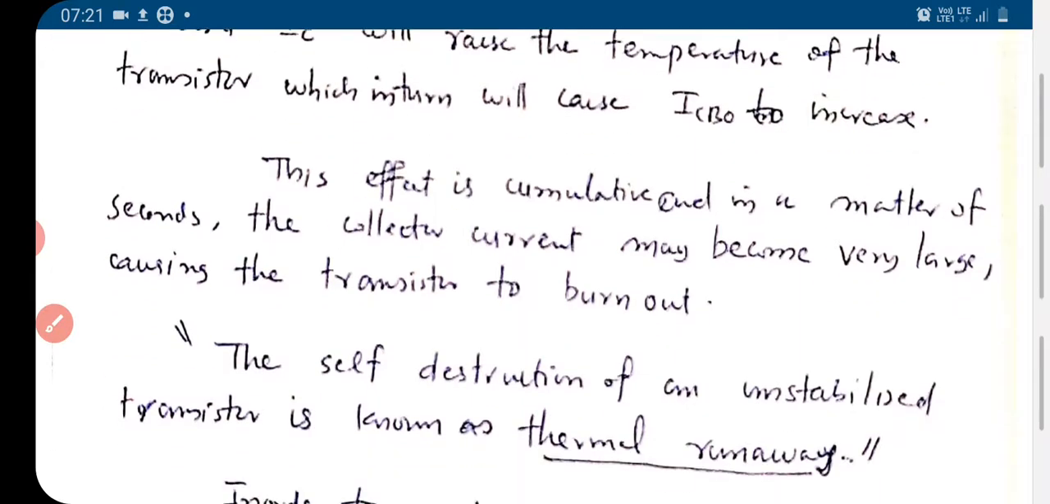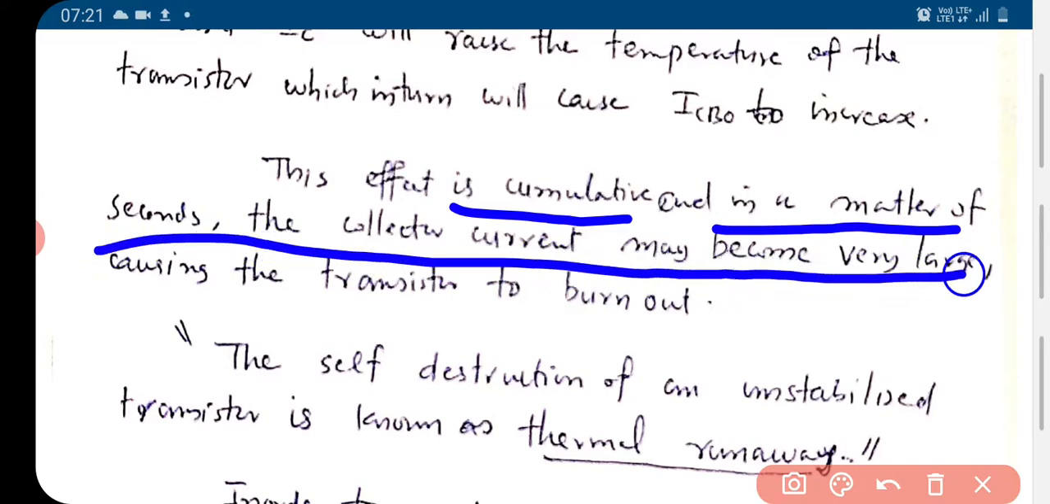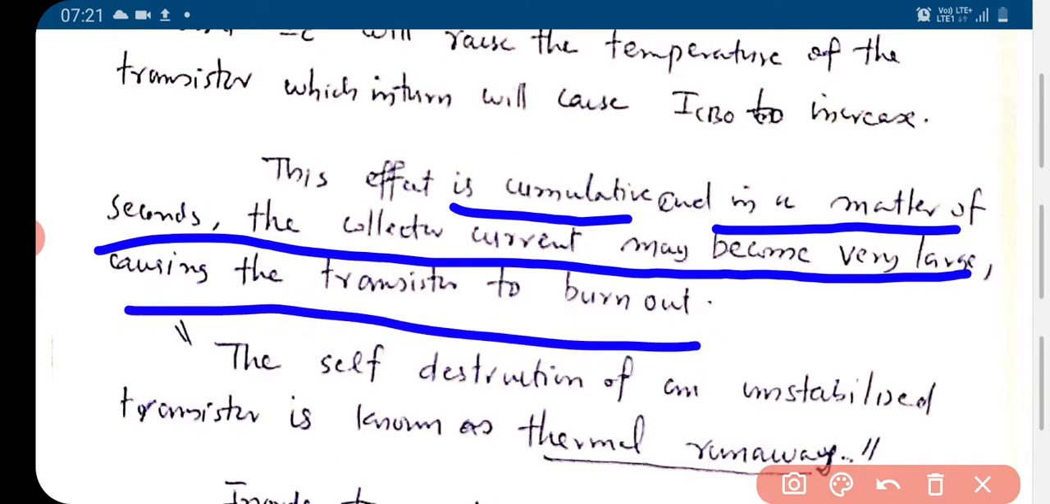So this is cumulative. ICBO increases, IC increases, temperature increases, so again ICBO increases, and that will cause an increase in IC. So this effect is cumulative, and in a matter of seconds, the collector current may become very large. That will cause the burnout of the transistor. The transistor will burn out because a large collector current flows and a large amount of heat is generated.